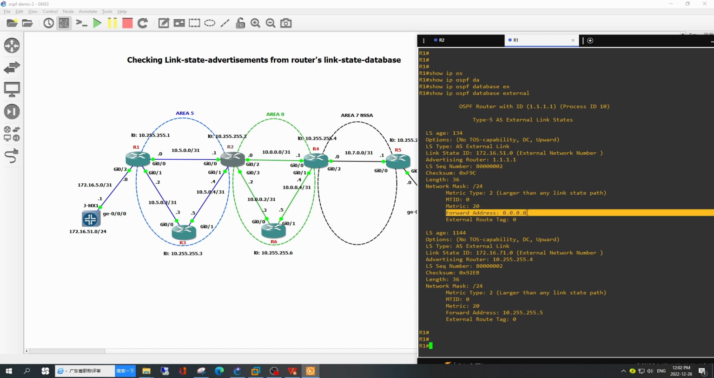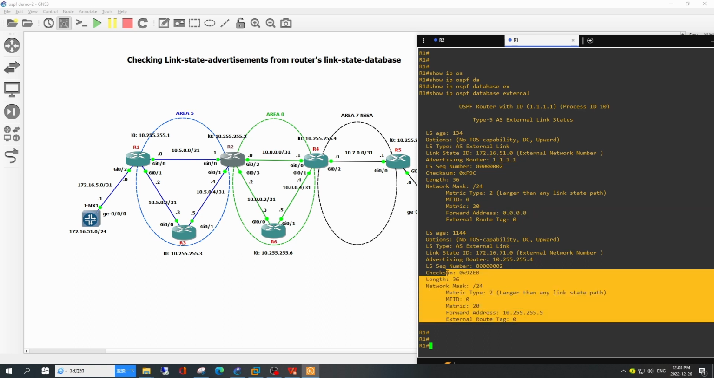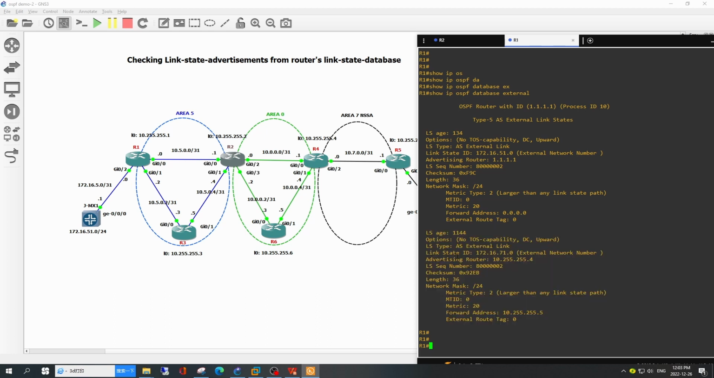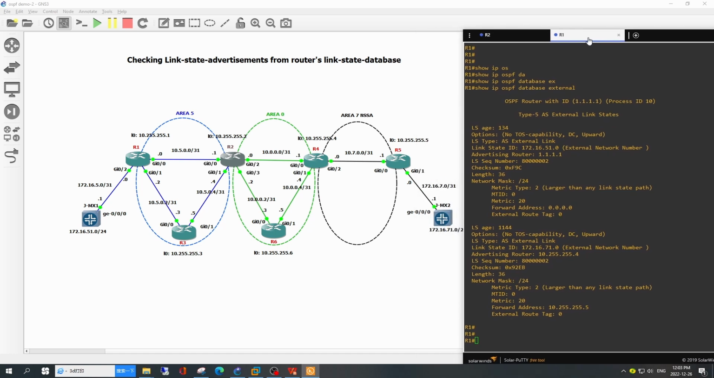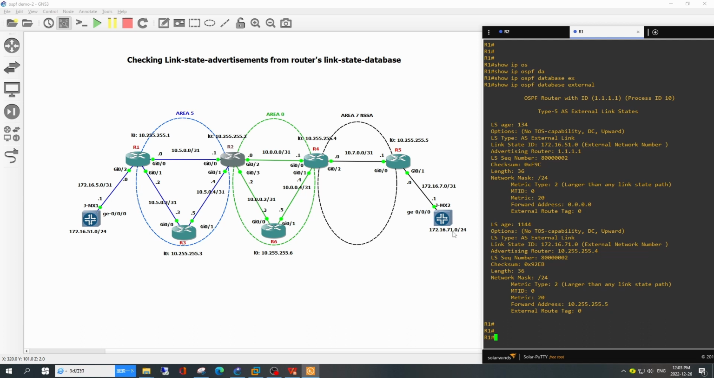What is the forwarding address? It means where to forward the packets if they are going to this network. If it is 0.0.0.0, that means the forwarding address is the same as the advertising router. If it is different, as you can see at the bottom, it is another LSA. This is a little bit of a complex concept, so I'll just quickly explain. It is regarding the network 172.16.71.0, an external link ID.